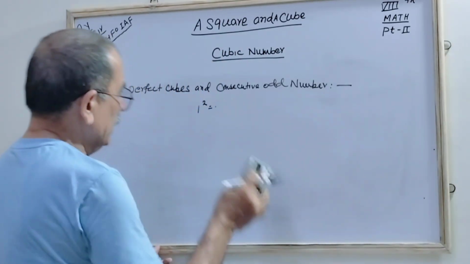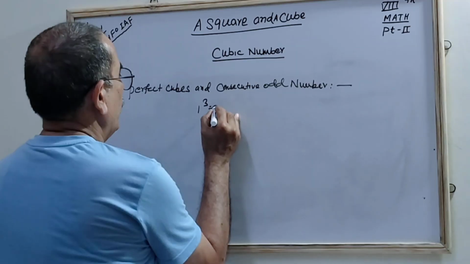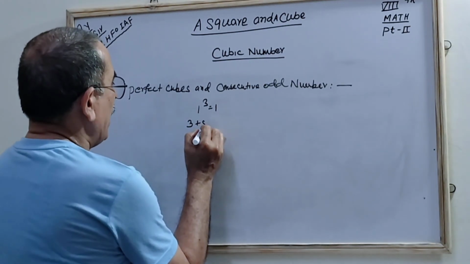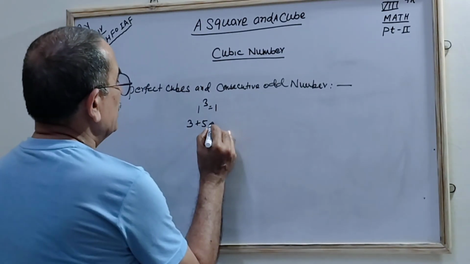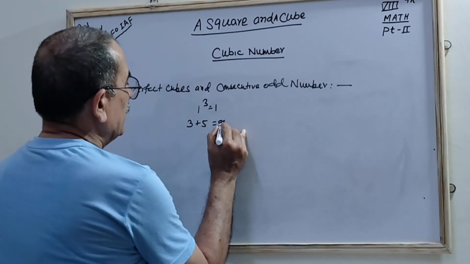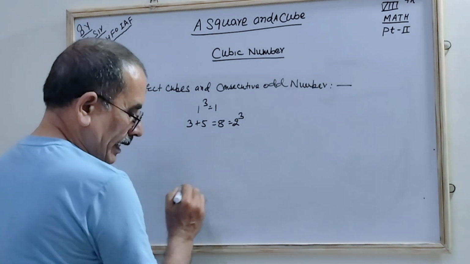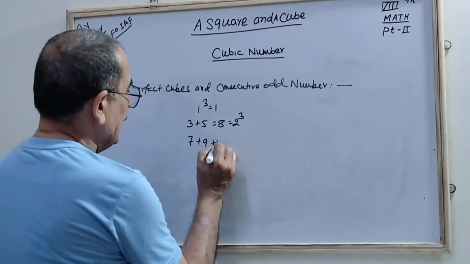We can see 1 cube is equal to 1, correct? We can see 3 plus 5 is equal to how much? It becomes 8, correct? That is equal to 2 to the power cube. Am I right? Now next we will see 7 plus 9 plus 11.